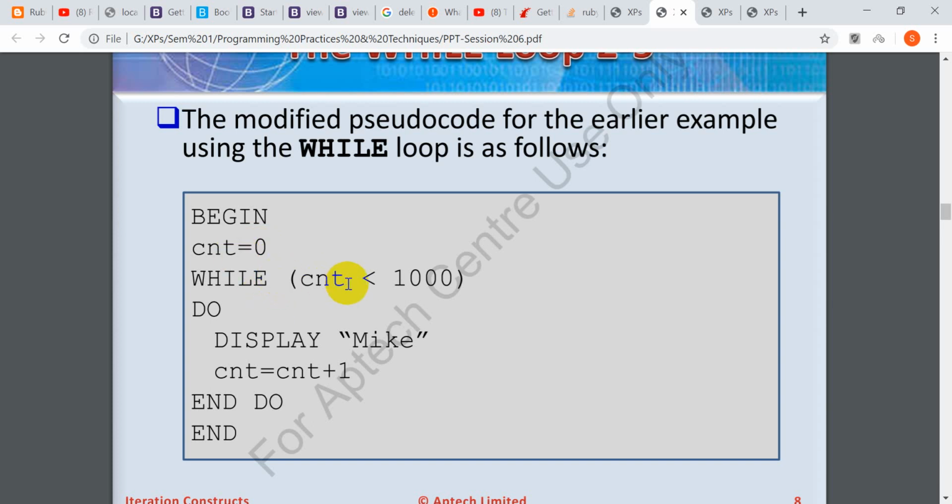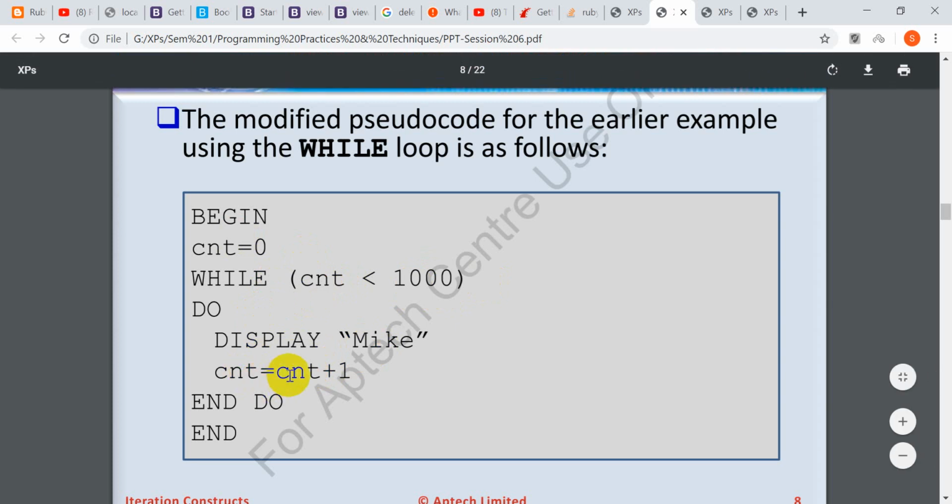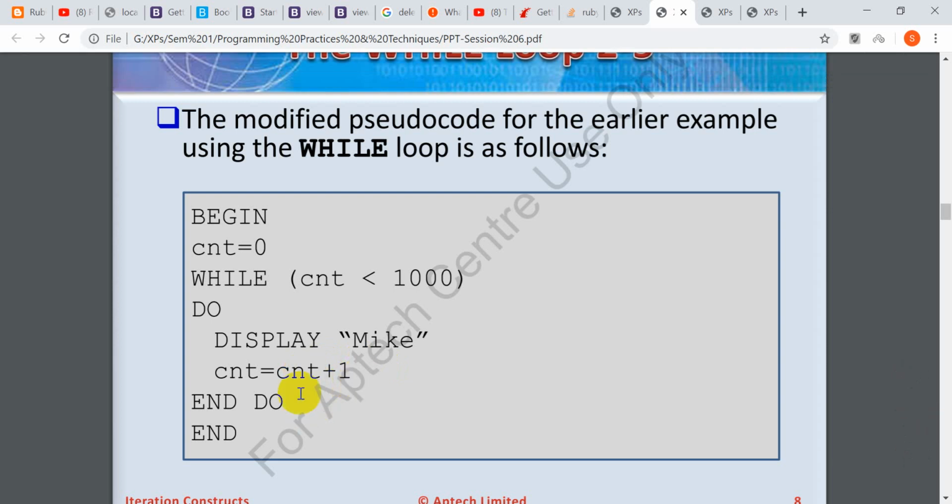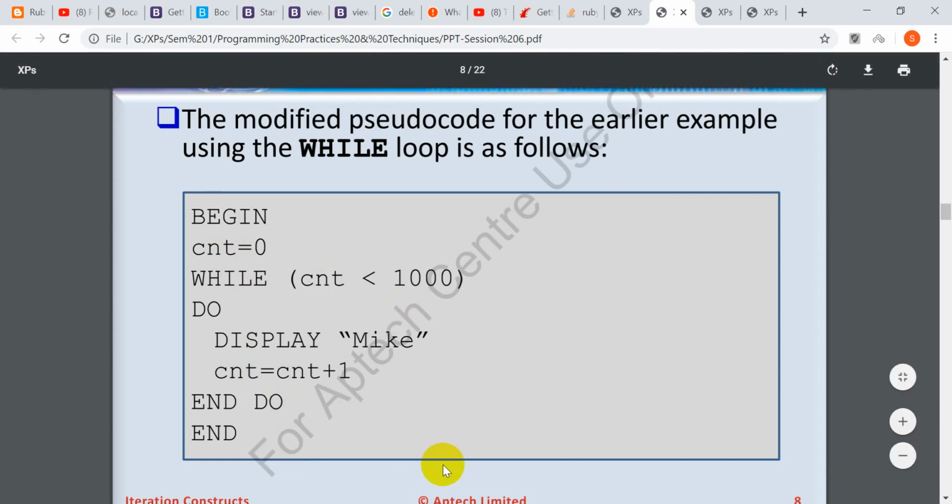So while, this is a condition, right? While count is less than 1000. So from 0 to less than 1000, that is 999, right? Do display Mike. Then count is equal to count plus 1. Then count from 0 plus 1. You see, 0 plus 1, 1. 1 plus 1, 2. 2 plus 1, 3. You see, adding by 1, by 1, by 1, by 1. It will be adding by 1 each time, with an end here and a begin there. You understand? So that's the code for it.